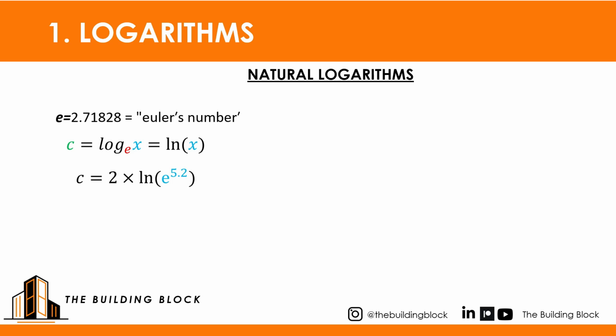Let's wrap things up with an example using natural logarithms. Here's the equation. c equals 2 times the natural logarithm of e raised to the power of 5.2. This may look complicated, but it's just math trying to look impressive. But this is not quite the form we learned, right? Look, the c here must be alone.